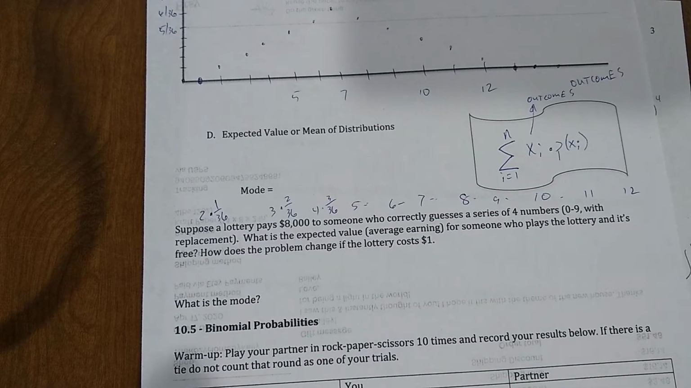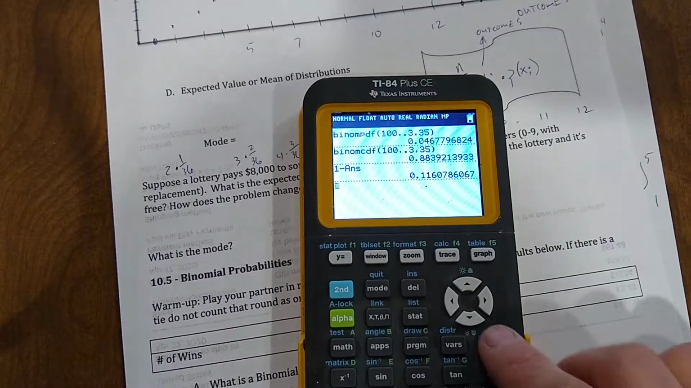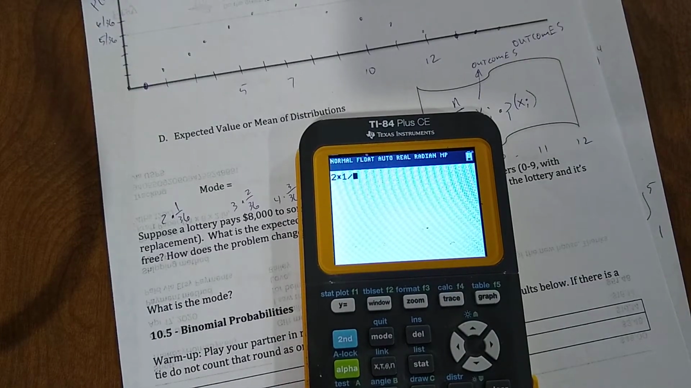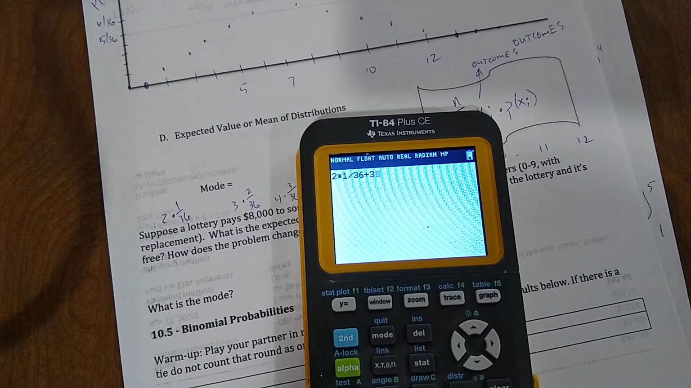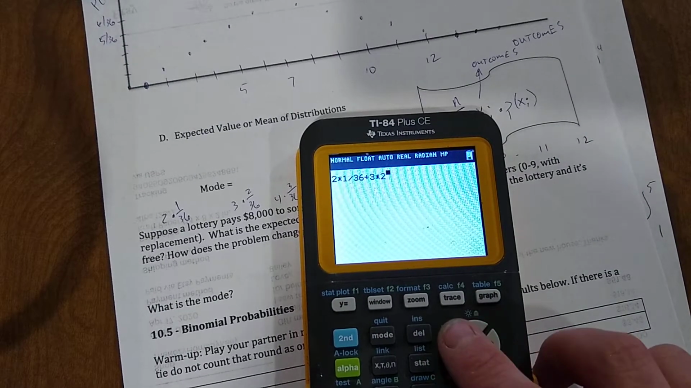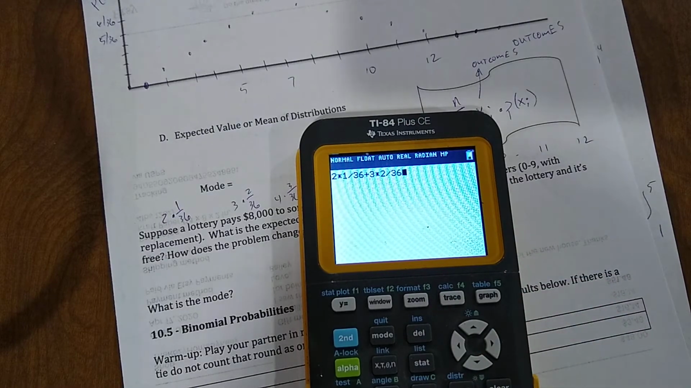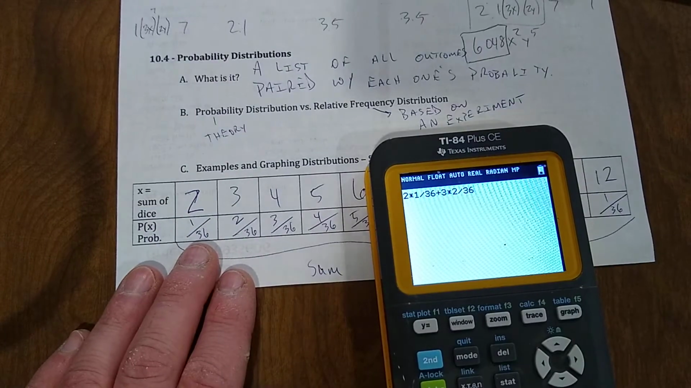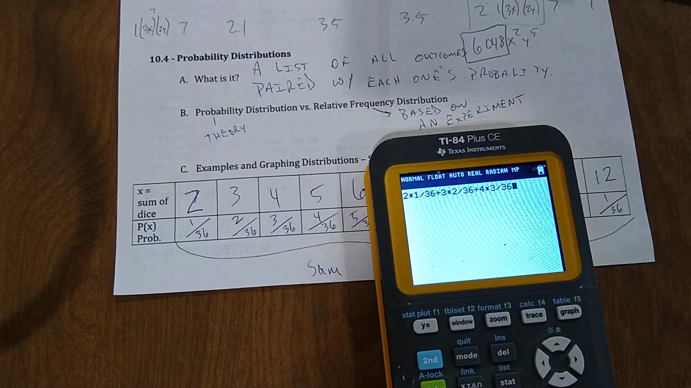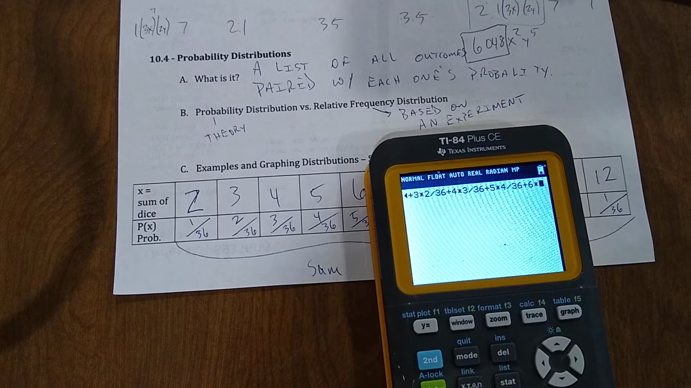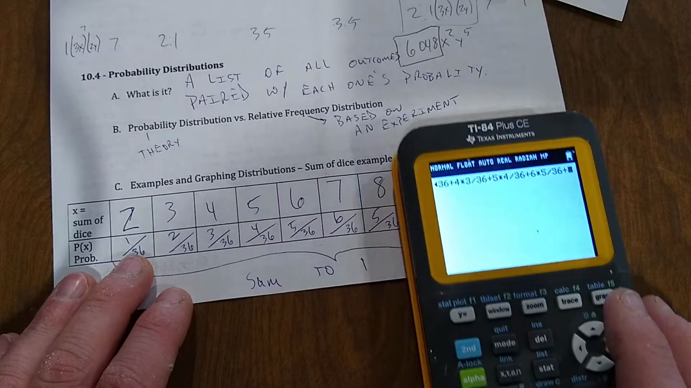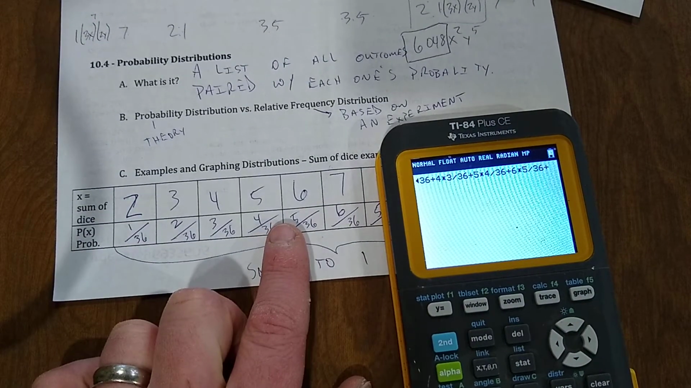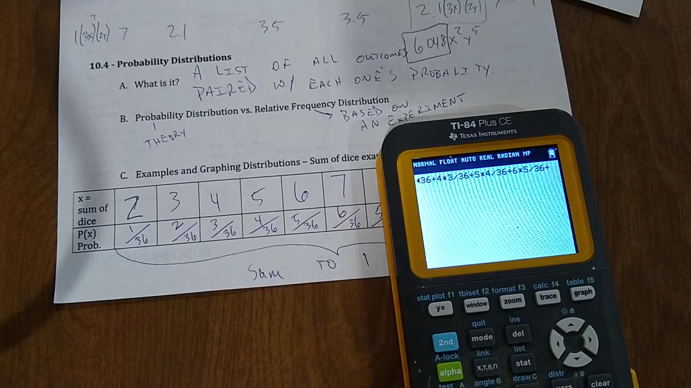So this is a good time to hop on the calculator. We're going to go like this. We're going to go 2 times its probability plus 3 times its probability. Oops. I'm going to flip back here just so I can see my outcomes and my probability. Plus 4 times 3 divided by 36 plus 5 times 4 over 36, plus 6. Now the big thing here is just to make sure I don't mess up. Plus 6 times 5 plus 7.